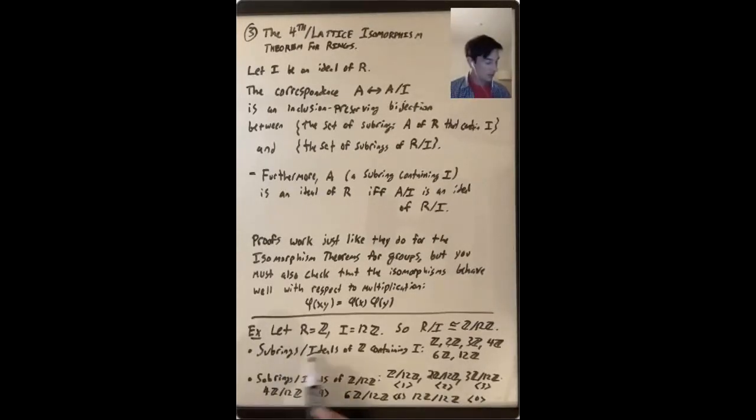So why did I write subring slash ideals? Well, we've already seen that NZ for any N is not only a subring of Z, but it's an ideal in Z. So all of these subrings are actually ideals. And that means, without checking anything, though you can check from the definition, that these subrings of Z mod 12Z are going to be ideals as well.